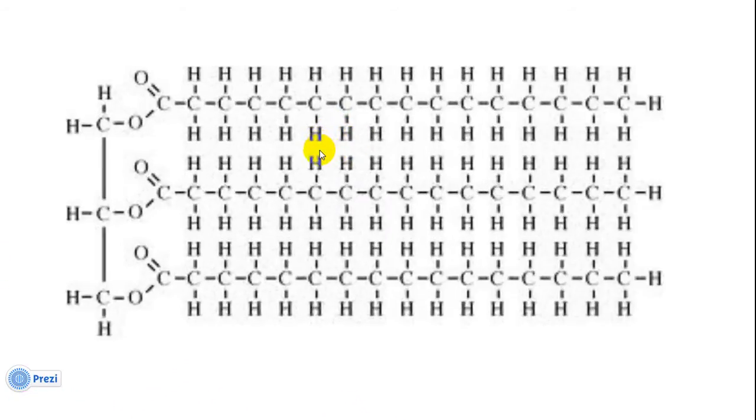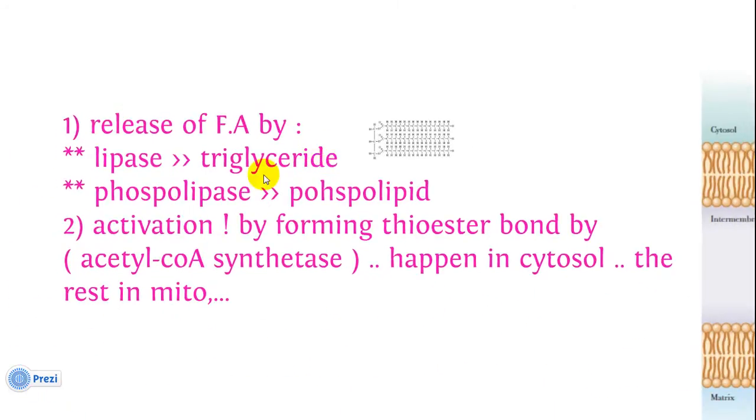The enzyme that will release the fatty acid from the triglyceride, we call it lipase. The enzyme that will release the fatty acid from phospholipid, we call it phospholipase. This is the first point. The second point that will happen before entering the beta oxidation, we call it the activation step. The activation step is to form a thioester bond between the fatty acid and a coenzyme A. Why? I will say why in the next figure. This step happens in the cytosol.